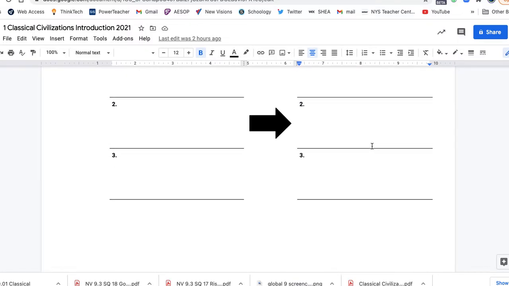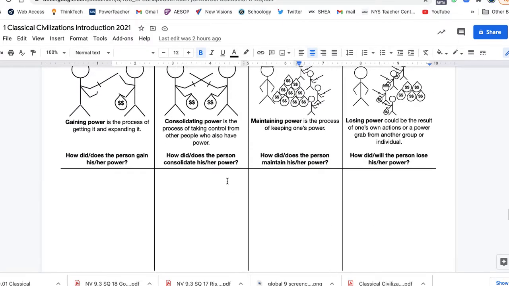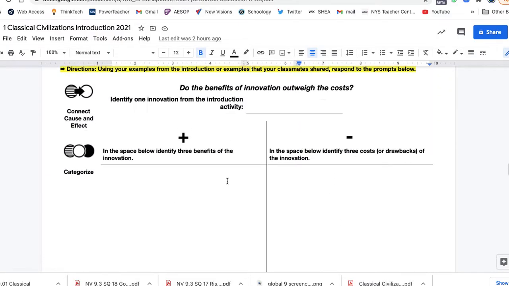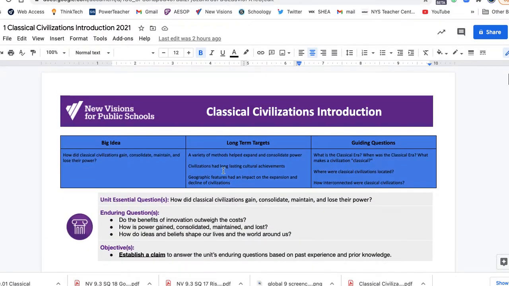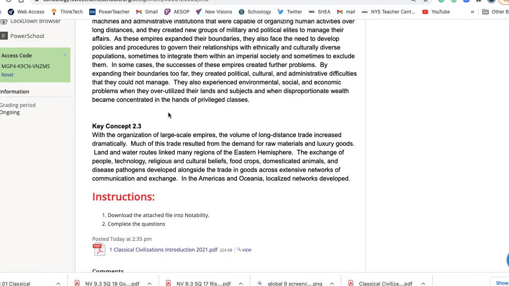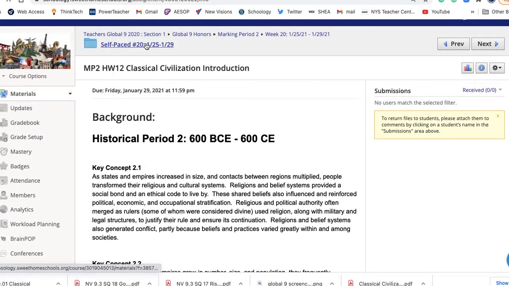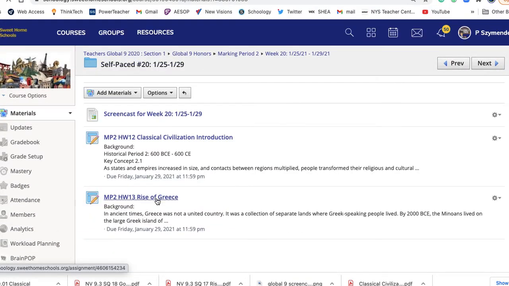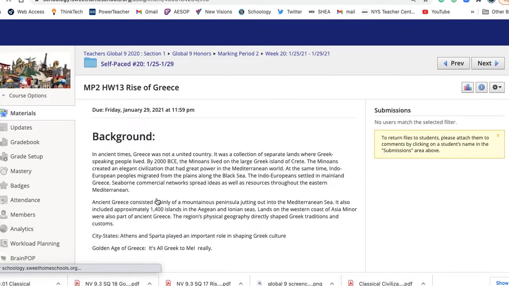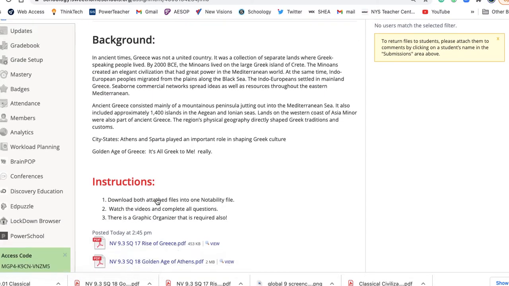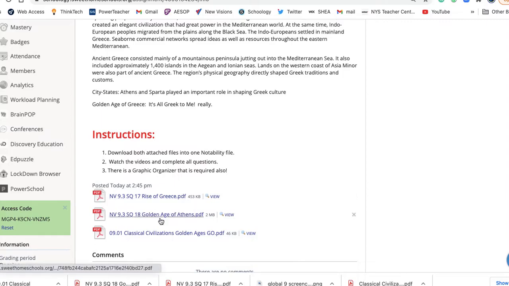So, quick activity about beliefs. The second one is about power, and the first one is about innovations. That's your first activity this week. Second activity, if I go back into our self-paced folder, is going to be the rise of Greece. There are actually 2 packets, and you'll see the last one is actually a graphic organizer, but the rise of Greece and then the Golden Age.